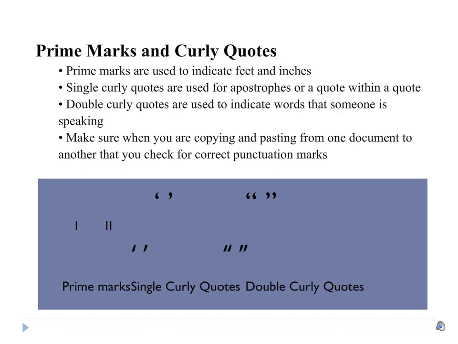Often, depending on your typeface choice, prime marks can look like curly quotes or vice versa. It is important to not only be aware of that, but also realize the correct usage of both. Prime marks are used to indicate feet and inches. Single curly quotes are used for apostrophes or a quote within a quote. Double curly quotes are used to indicate words that someone is speaking. You want to make sure that when you are copying and pasting from one document to another, you check your correct punctuation marks.